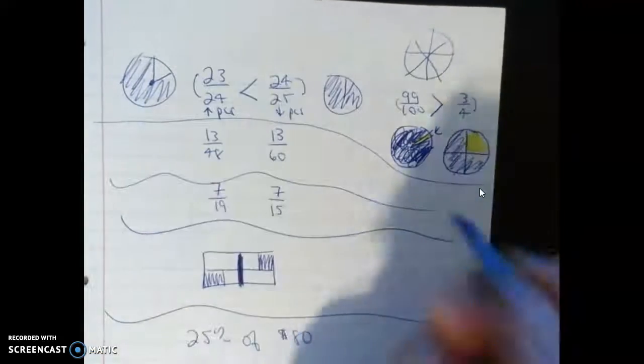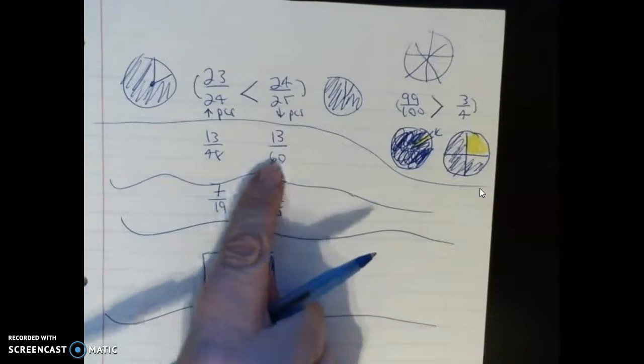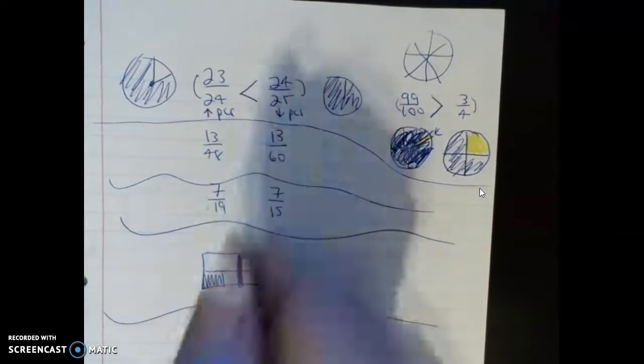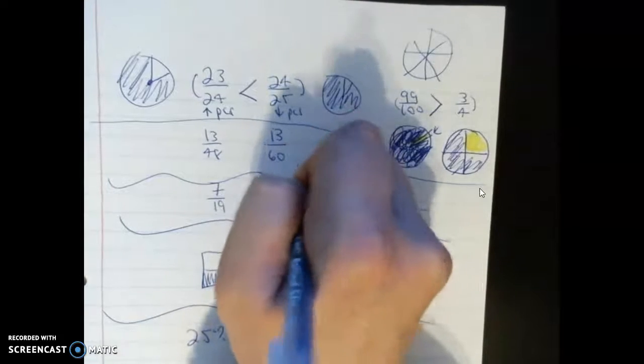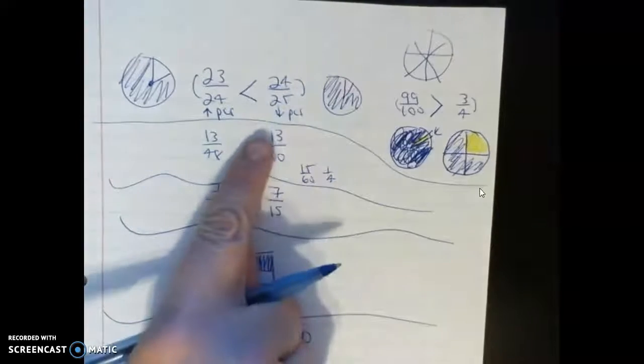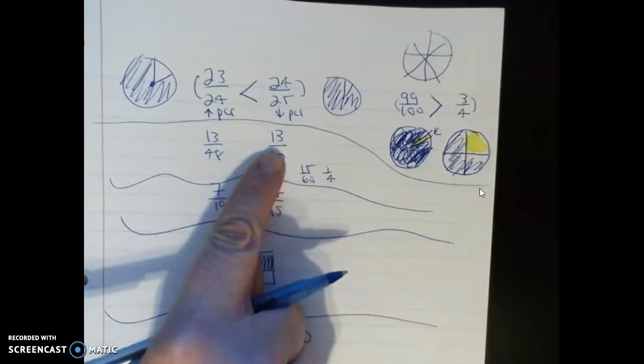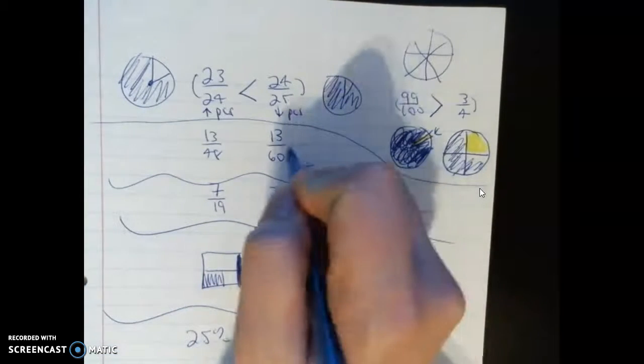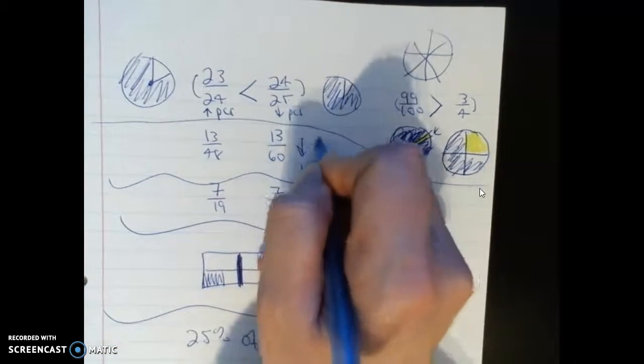All right, the next one, let's see. Benchmark fractions. It doesn't look like a half. Okay, half of 60 would be 30, but 15 out of 60 would be 1/4. Because if I know 30 out of 60 is a half, half of that would be 15 out of 60. So that's 1/4. So if I look at it, this guy's a little bit less than 1/4.